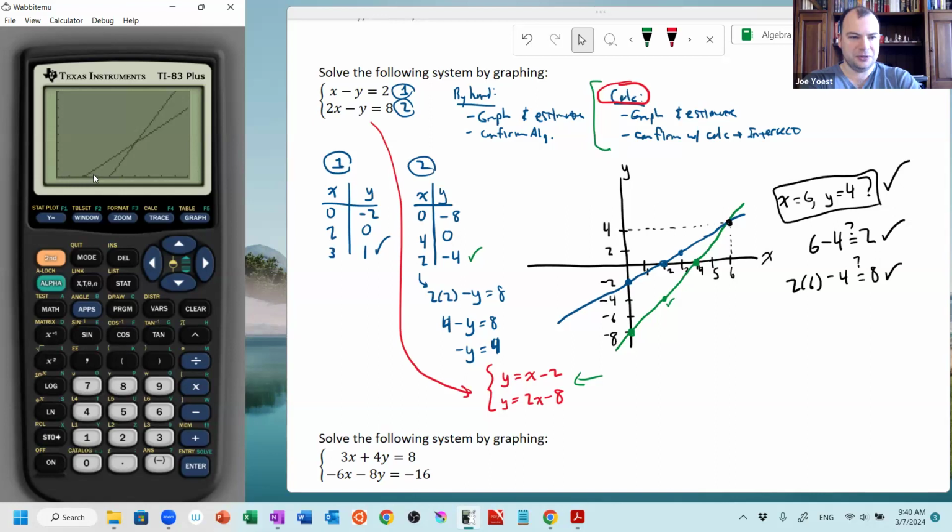0, 1, 2, 3, 4, 5. It looks like about x equals 6. And it looks like a height of about 1, 2, 3, 4, y equals 4. So my guess might be 6, 4.